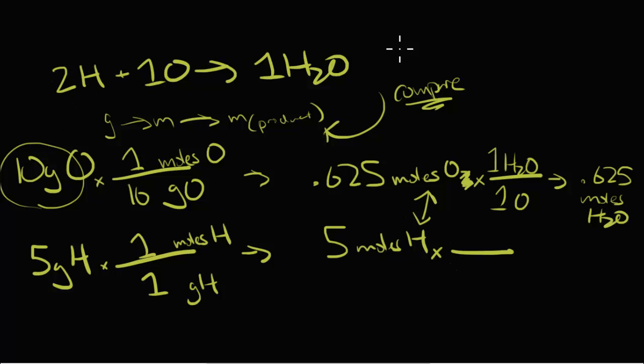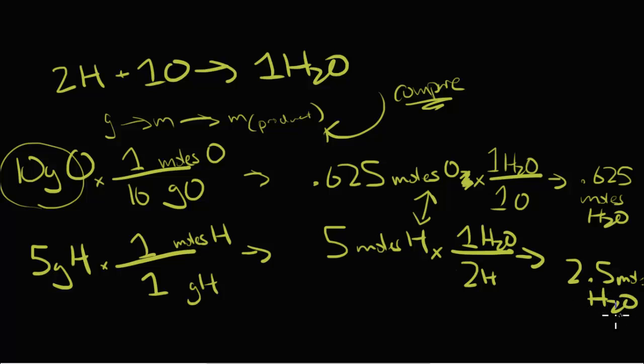Here, my 5 moles of hydrogen, I need to still multiply that, and I'll put 2 hydrogens yields me 1 water. So I have to go 2H yields 1 H2O. Now 5 divided by 2, that's 2.5 moles of H2O.